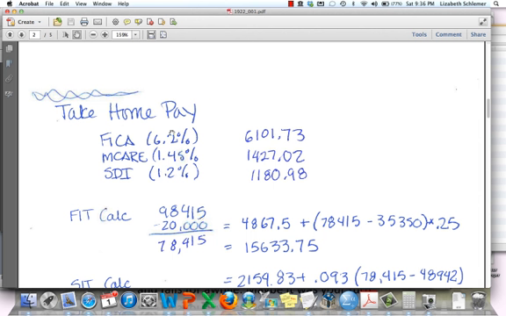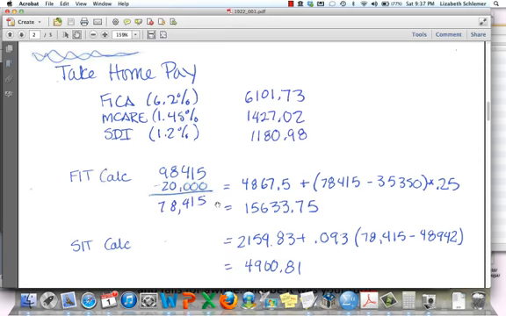What we do is calculate these three taxes, which are just straight percentage taxes. There are some limits, but the values are quite high, so you won't have to worry about those limits. All you do in this case is take $98,415 and multiply it by 6.2% for Social Security or FICA, then Medicare 1.45%, and then state disability insurance 1.2%.